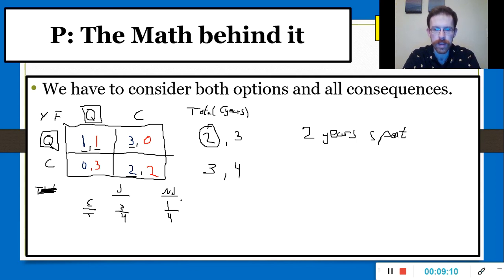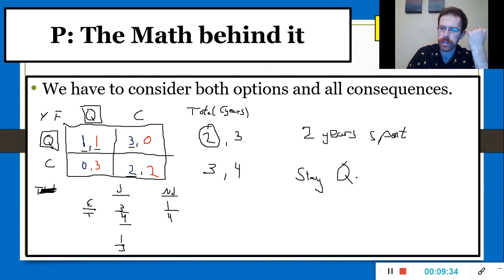And so, it's mathematically understandable that if it's most likely that you're going to go to jail, the one that gives you the least amount of jail is the one where you both stay quiet. That's a 1/3 chance. So, ladies and gentlemen, it's mathematically supported that you should stay quiet. Don't talk to the cops unless you've got a lawyer.